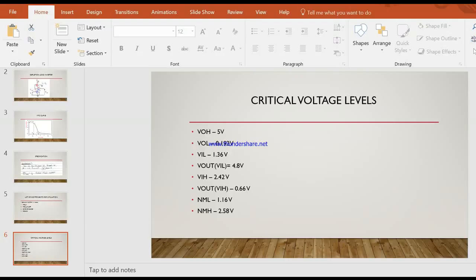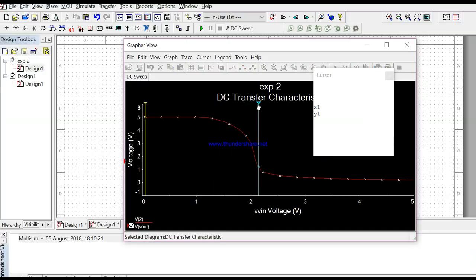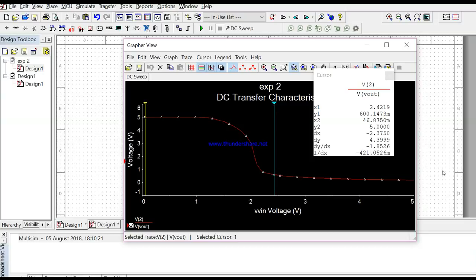When my input is 2.42 volt, output is 0.62 volt. Okay. Getting it? When my input is 2.42 volt, output is, here it is 600 milli. So you can translate it. So it is 0.6 volt over here. Okay. So this is the critical voltage level which we have compared through simulation as well as through calculating the values.